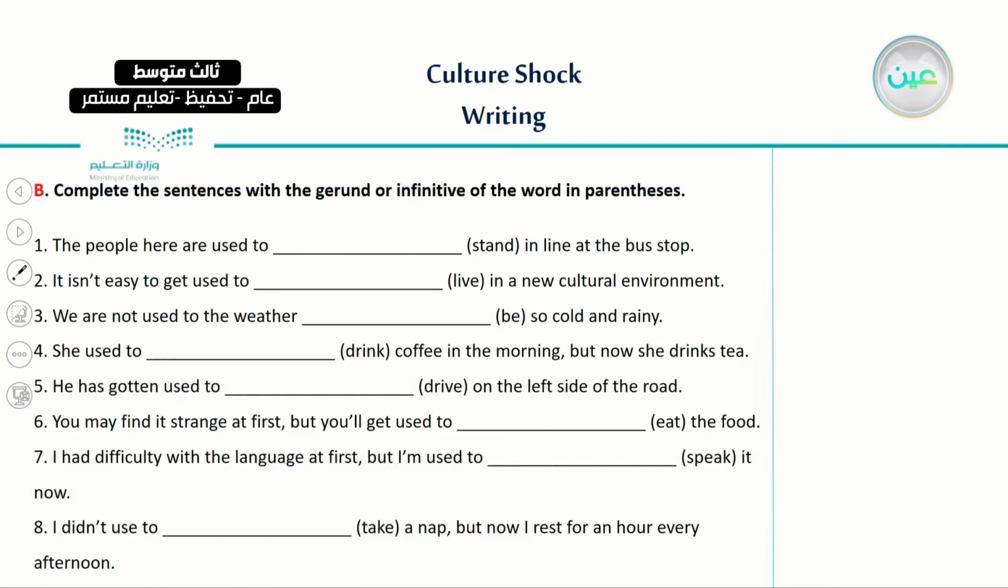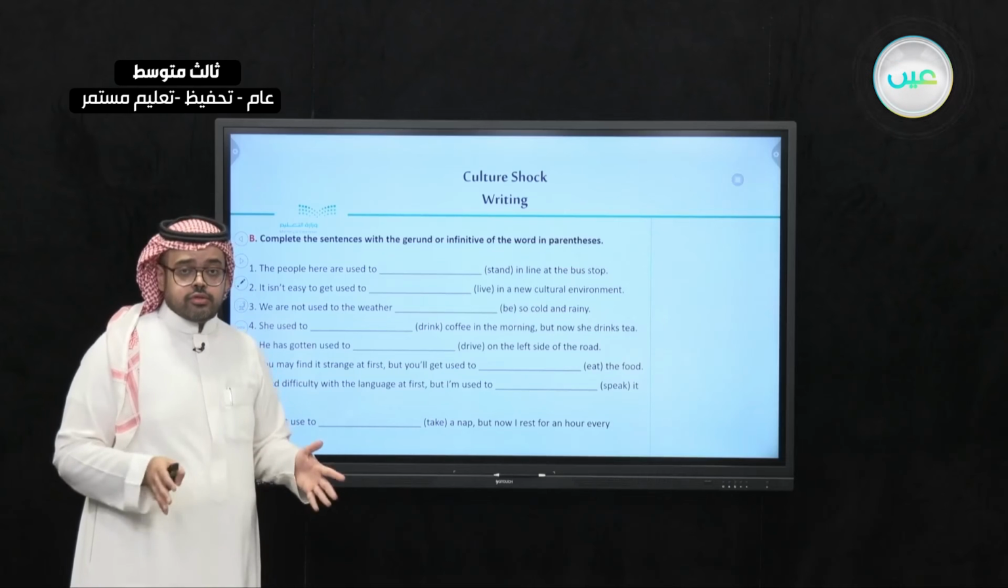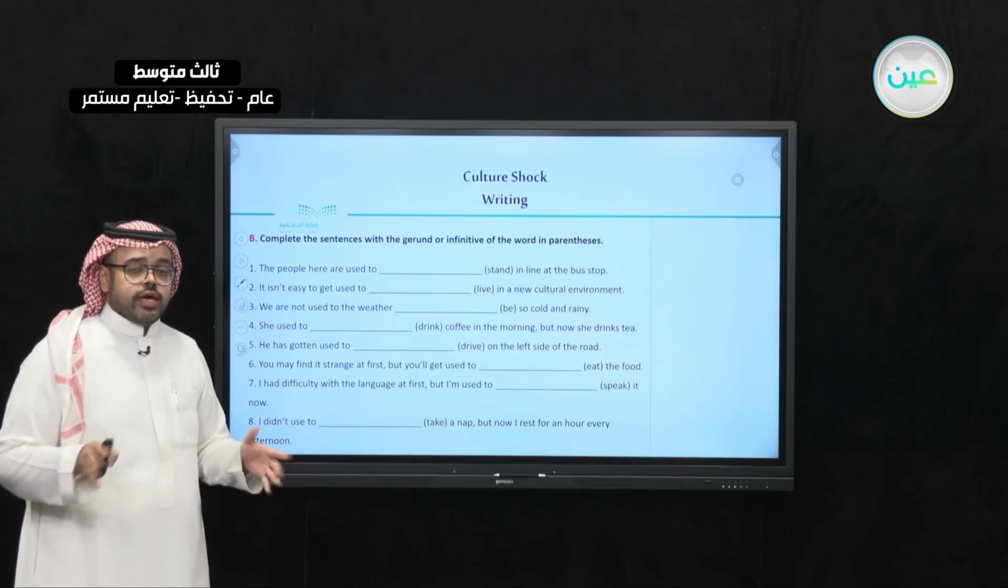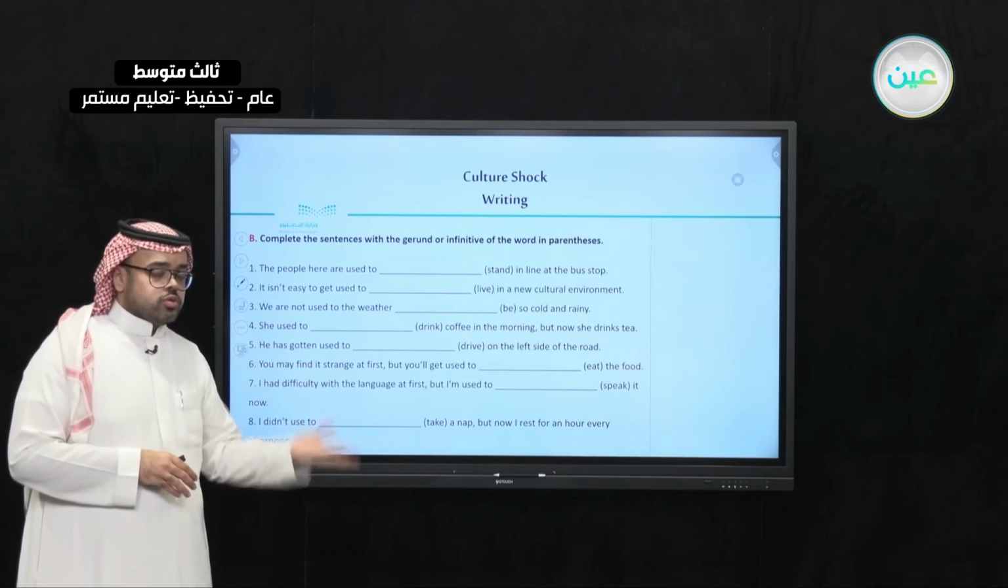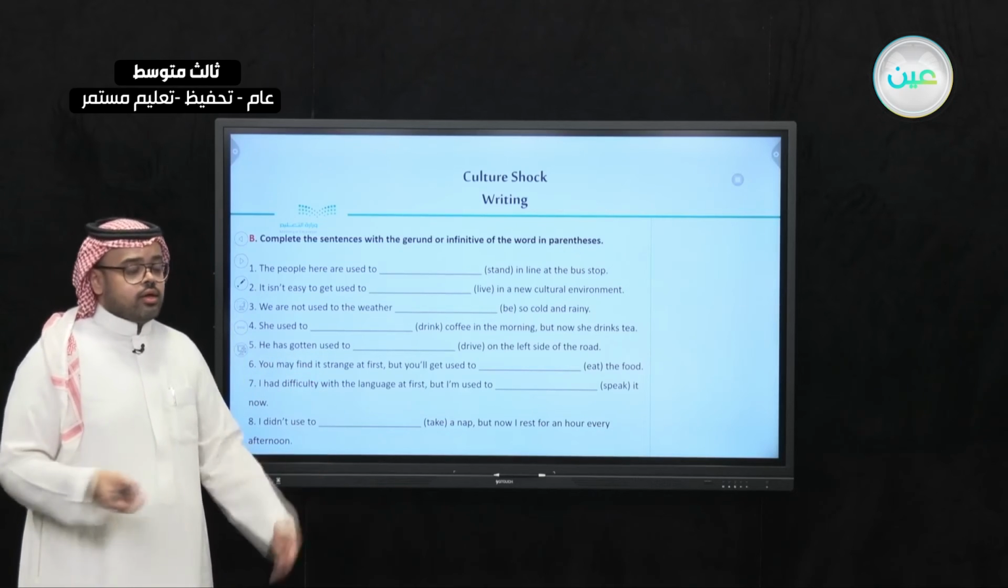So now let's move on to the other exercise, exercise number B. Complete the sentence with gerund or infinitive of the word in parentheses. So here we have 8 sentences. What we need to do is complete these sentences either with gerund or infinitive. We can see the words here between those parentheses. So let's read each sentence and try to choose whether we should write this verb in gerund or in infinitive.